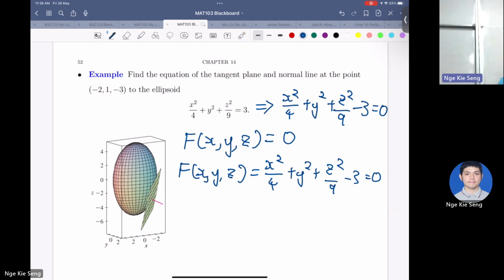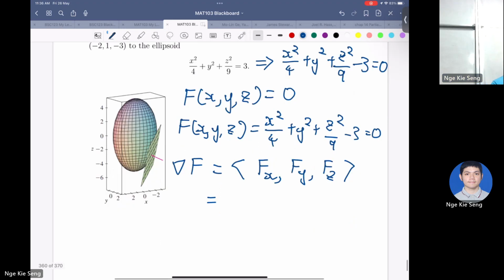So you need to find the gradient. So you need to find what is del f. Okay, so what's del f? Del f is fx, fy, fz, and so on, if you have more dimensions. Okay, so fx is just x, sorry, x over 2, and then fy is 2y, fz is 2z over 9.